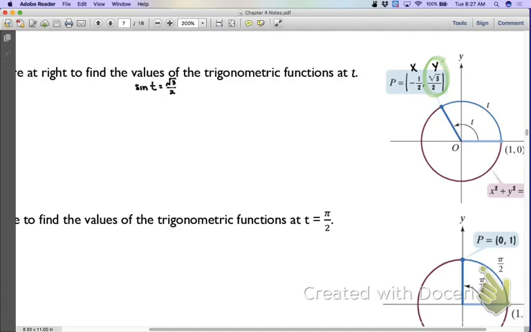What is cosine of t? What does cosine always use? My x value. So what is my x value? Negative 1/2. Now, here's where it gets a little bit tricky. And it's not that it gets tricky, it's just you're going to have to do a little bit more work with it. So tangent of t, well, remember, what is tangent?